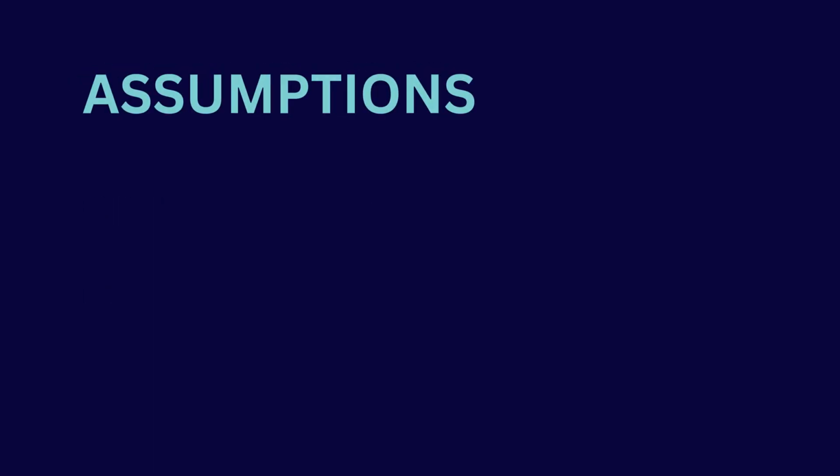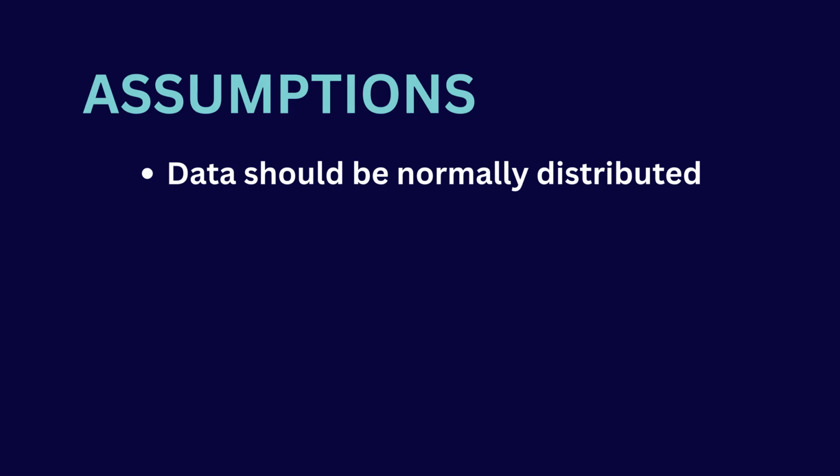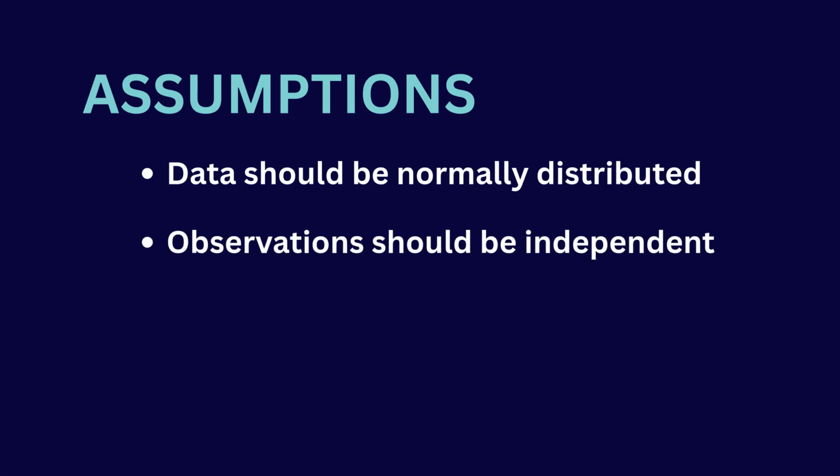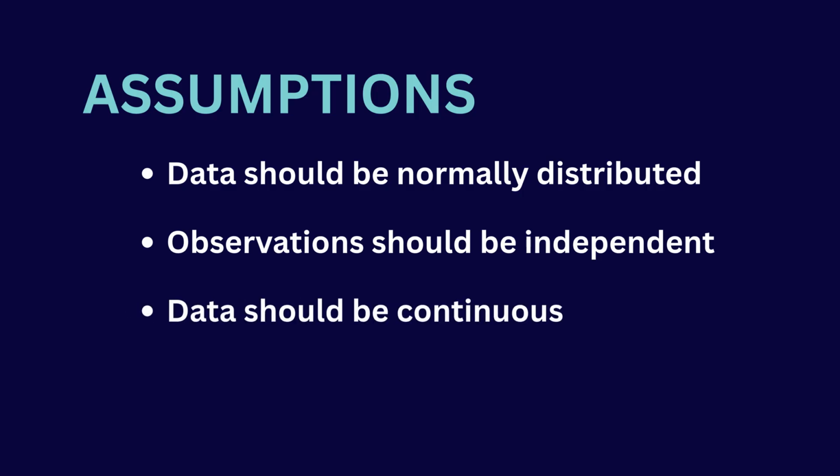Before running Bartlett's test, there are a few assumptions you need to check. First, your data should be normally distributed. Second, observations should be independent. And third, your data should be continuous. And keep in mind that Bartlett's test is quite sensitive to non-normal data. So this step is very important. If your data is not normally distributed, you might want to use Levene's test instead.